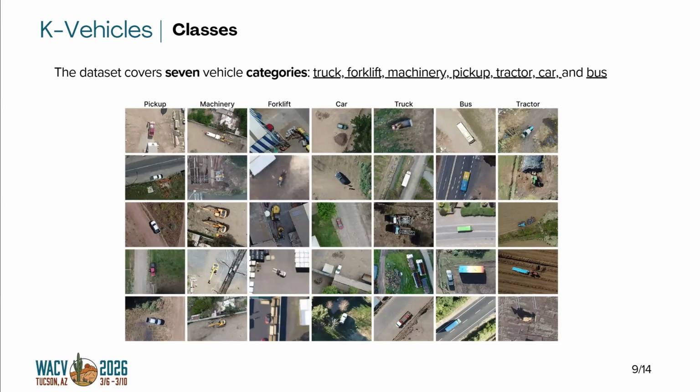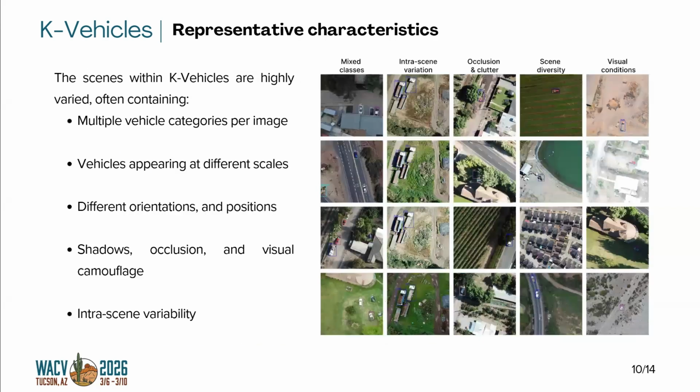In terms of semantic content, Cave Vehicles includes 7 vehicle categories: truck, forklift, machinery, pickup, tractor, car, and bus. These classes cover a wide range of vehicle types commonly observed in aerial imagery, across different environments and operational contexts.